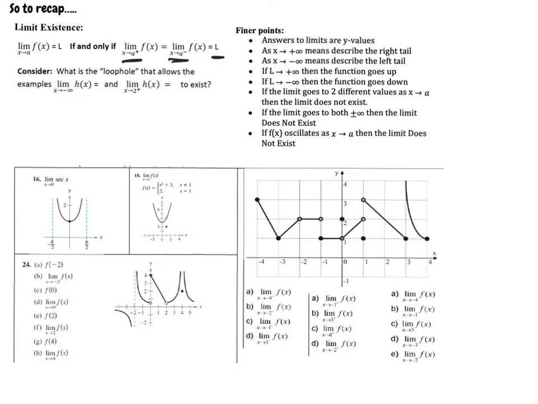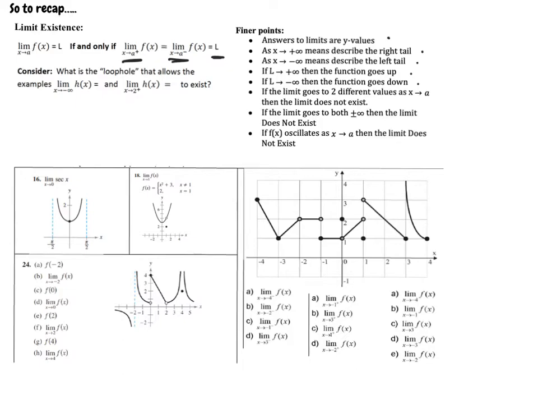Okay, so things we need to remind ourselves: answers to limits are y values. As x approaches infinity, we're talking about the right tail. As it approaches negative infinity, we're talking about the left tail. If the L value is positive infinity, then the function's going up, like we saw in example number 3. If the L value is approaching negative infinity, the function's going down.